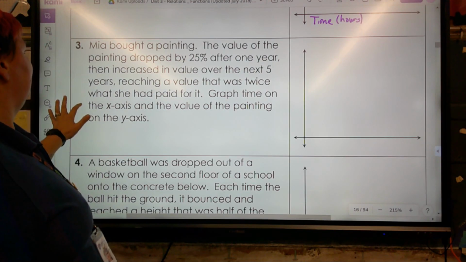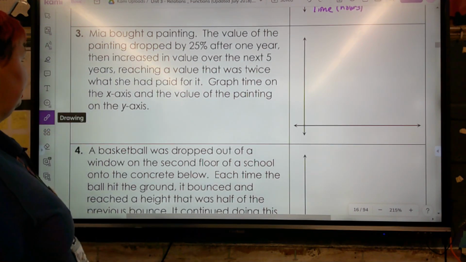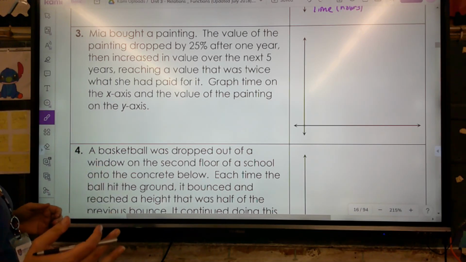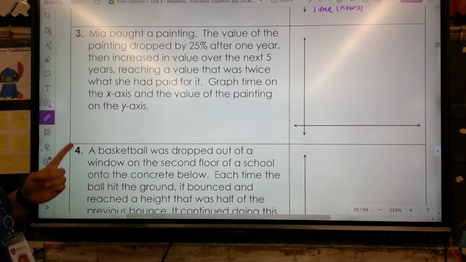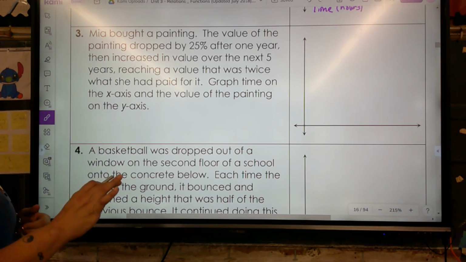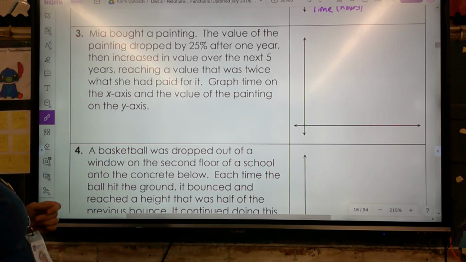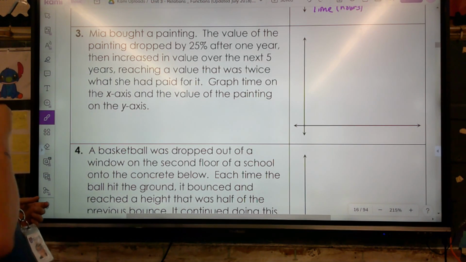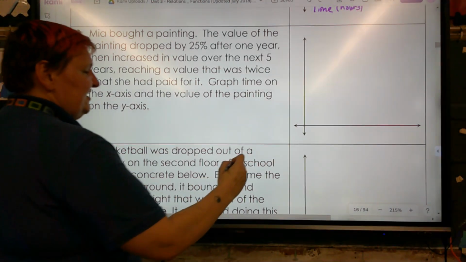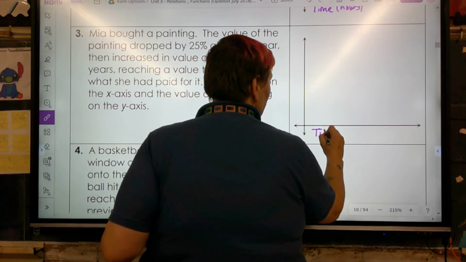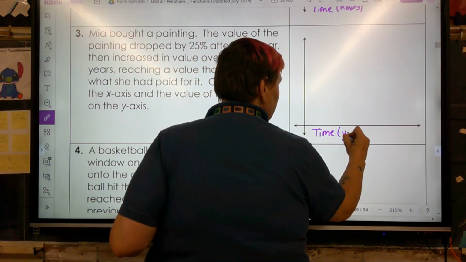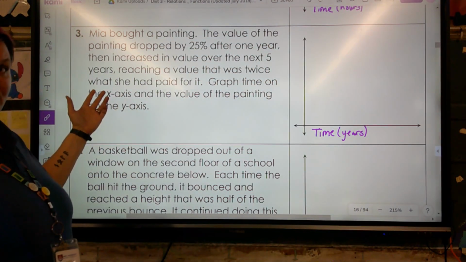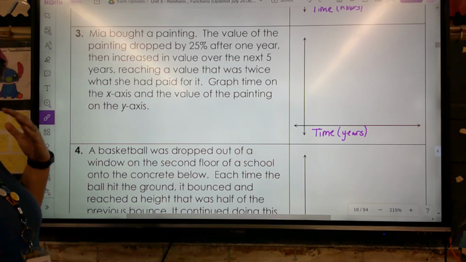All right, let's do 3 together. Mia bought a painting. The value of the painting dropped by 25% after 1 year, then increased in value over the next 5 years, reaching a value that was twice what she had paid for it. All right, so graph time on the x-axis, and we're talking years, so we're going to call it years. Make the graph make sense for your picture. Make it make sense for the words.